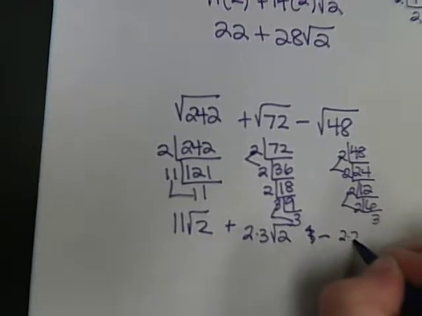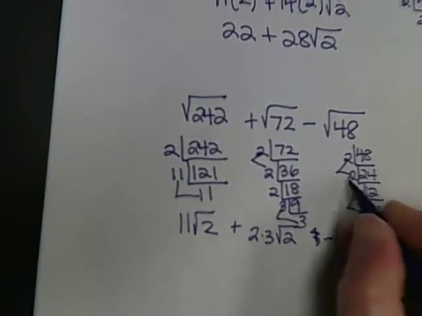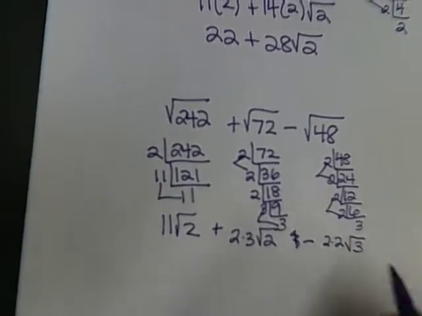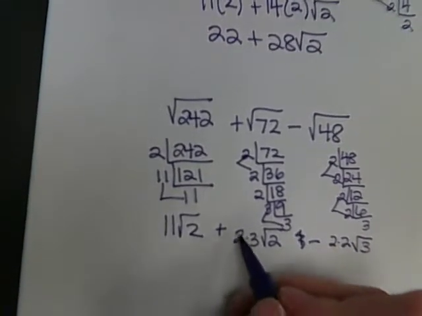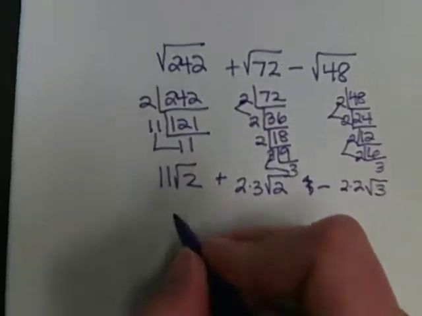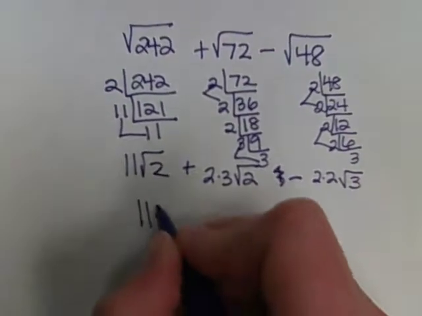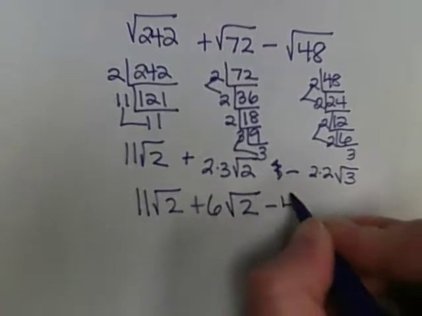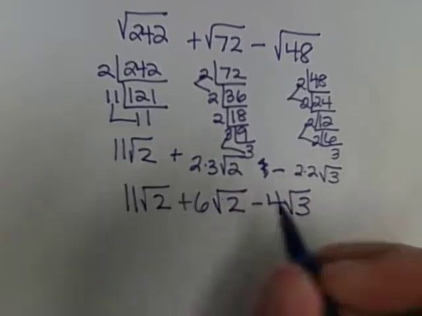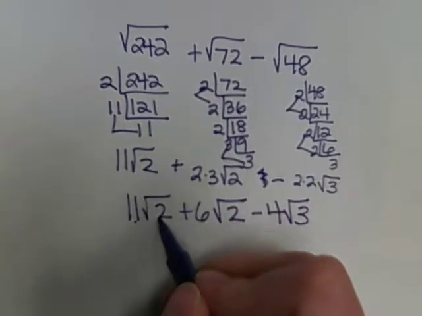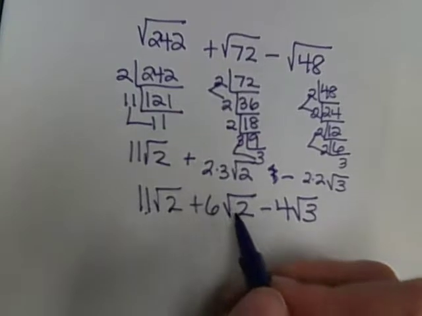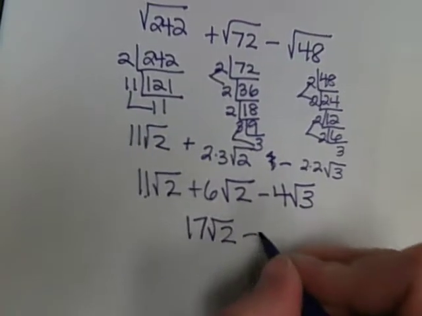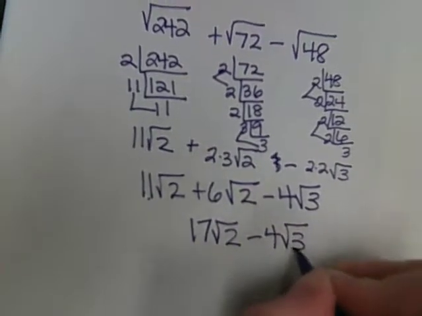So 2 times 2, square root of 3, 2 sets of 2, and the 3 goes inside. Okay, so now I could look at this and say, first off, let's write this again. I've got 11 square root of 2 plus 6 square root of 2 minus 4 square root of 3. So I've got 11 square root of 2's and another 6 square root of 2's. That gives me 17 square root of 2's. I can't subtract here because it's not the same.